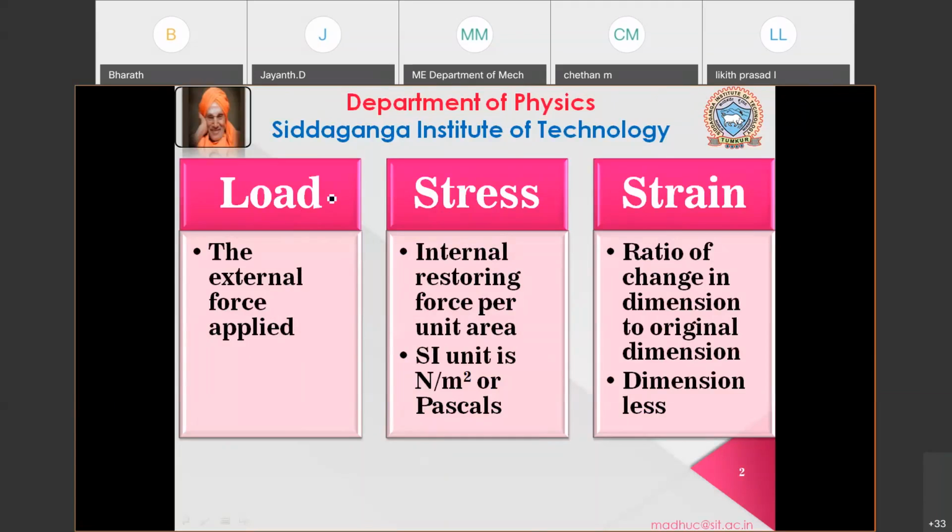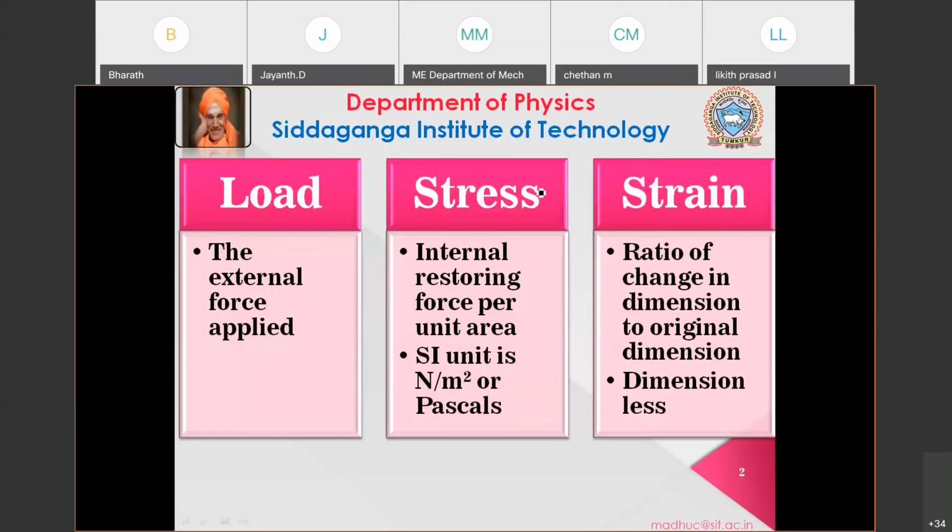So, if I take the load, I will explain it. The load is nothing but an externally applied force, whatever force you are applying. In the previous case, I said I am applying it with a JCB, or I am asking four people to push it. This force is an applied, external force. That is what we call load. Then what is the stress?